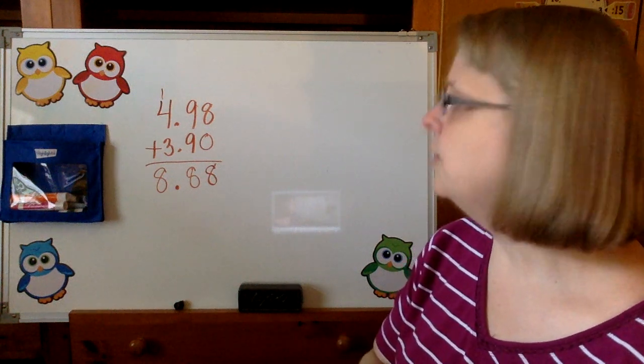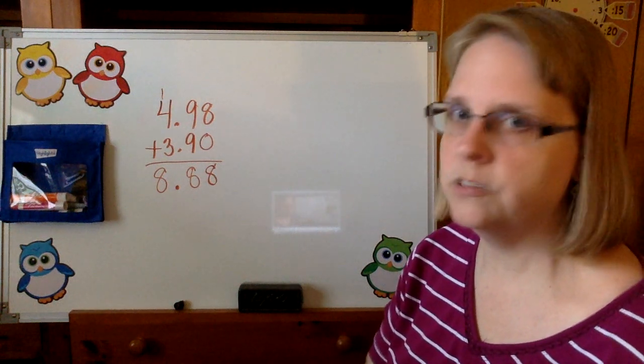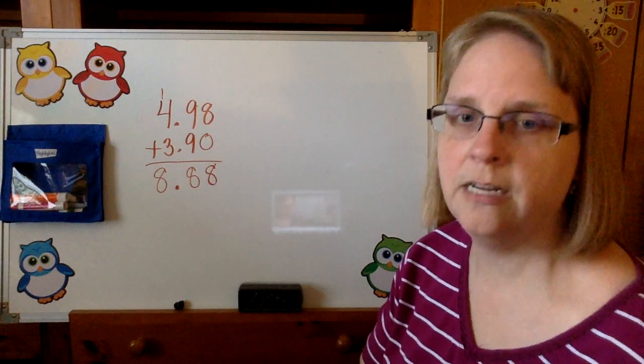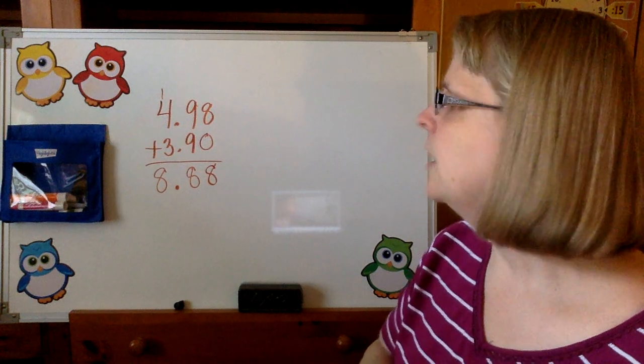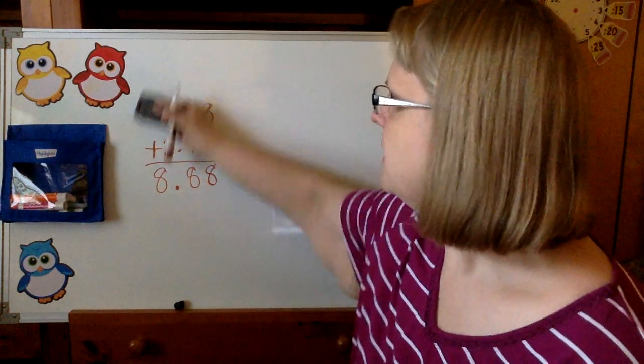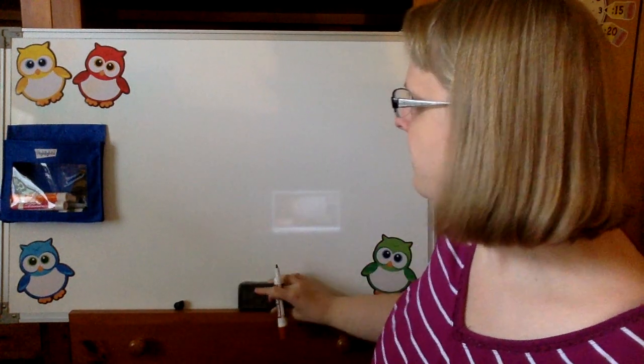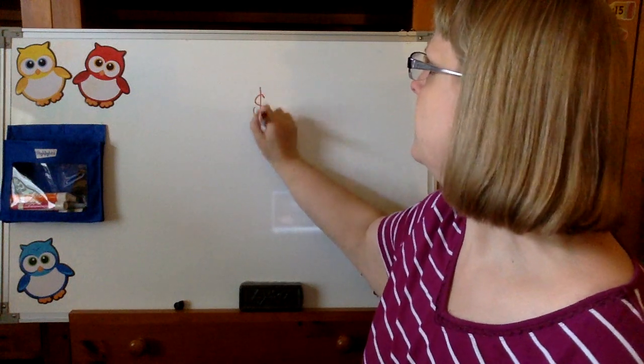So again, you can add zeros onto the end of your decimals and it does not change the value. You cannot put it smack dab in the middle. That will change the value. All right. So let's look at some money problems with subtraction really quick.